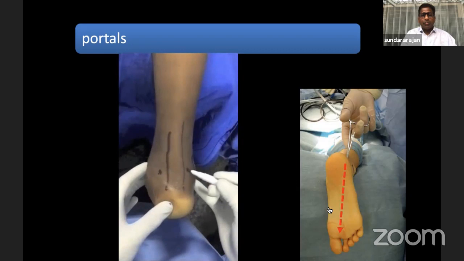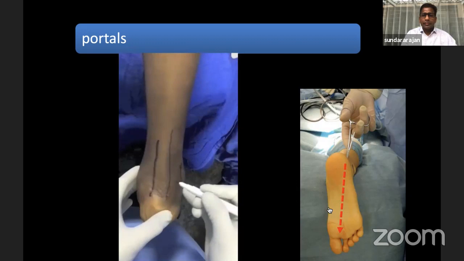If you are doing a Haglund's bump excision, you can go down a bit. Or if you are doing an ankle scope, you can go a little higher.